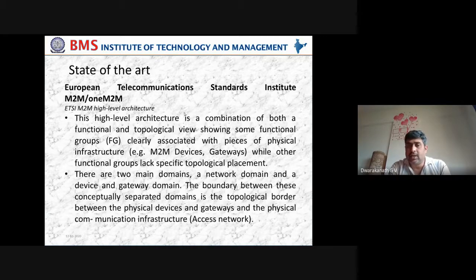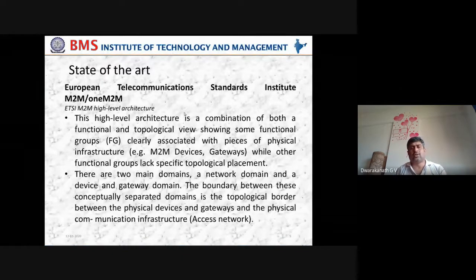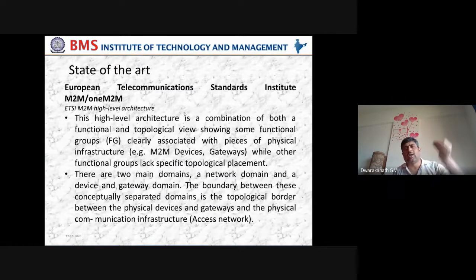The boundary between these conceptually separated domains is the topological border. Observe the word, underline the word topological border. This is very important. Here, in my device and gateway domain, I am also using a network. Then you can ask me, sir, you are using a network here also, so how will the network domain be separate? No, here, connecting a device to a device within a boundary, I am using a device and gateway network. That is different. Are you getting my point? So that is one important thing.